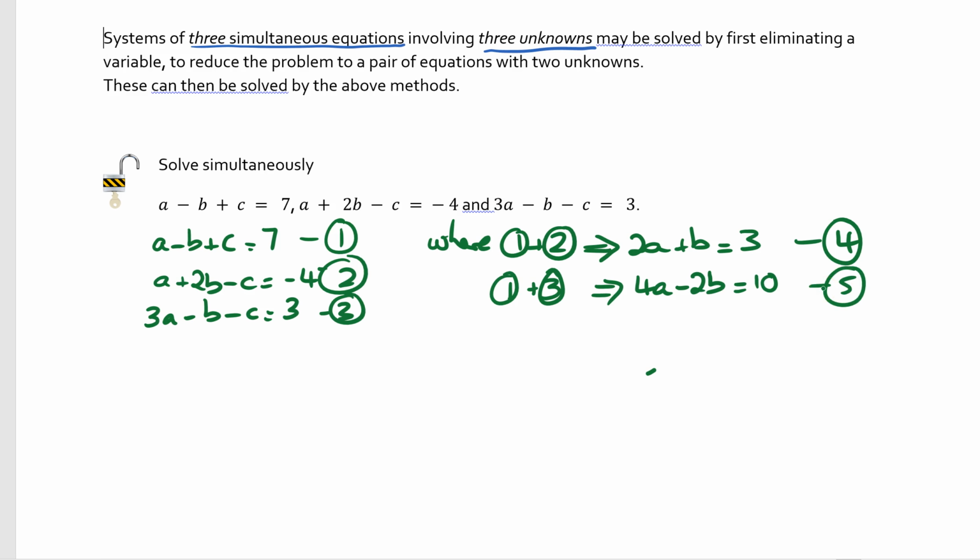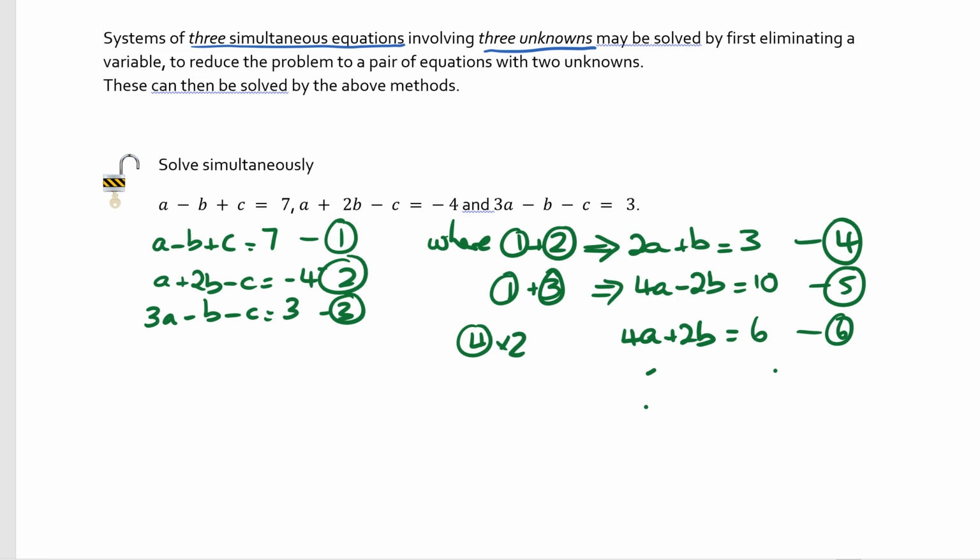So over here on the right hand side, I have 2 equations and 2 unknowns. I can solve those. Unfortunately, I'm going to have to adapt those a little bit. So if I decide I'll get rid of a, then if I take equation 4 and multiply it by 2, that will give me 4a plus 2b equals 6. So that will be now equation 6. You can start to see why I'm numbering them.